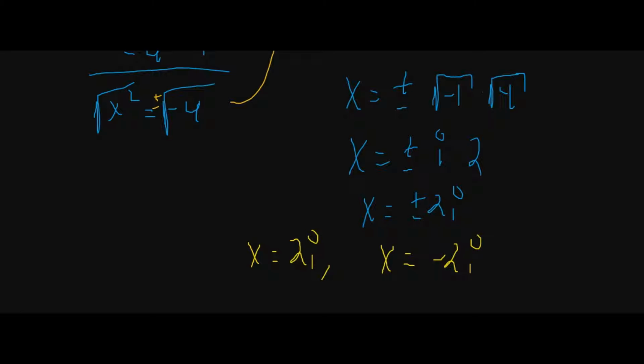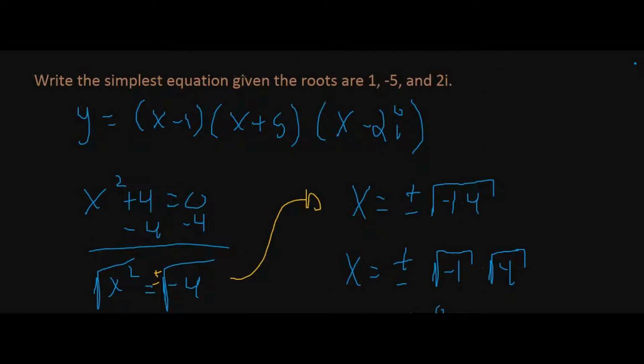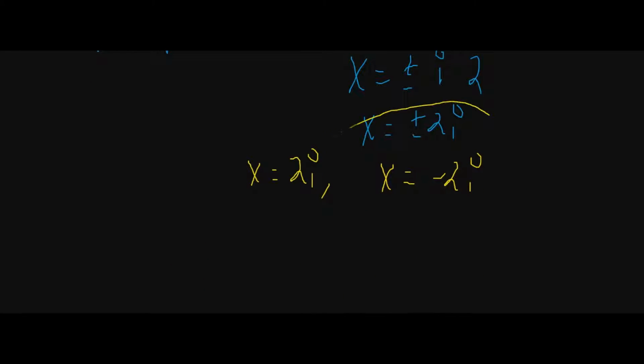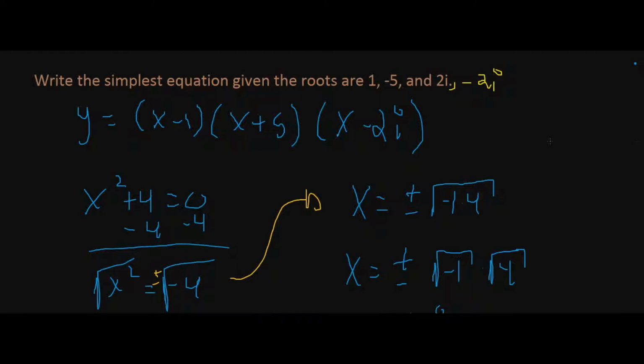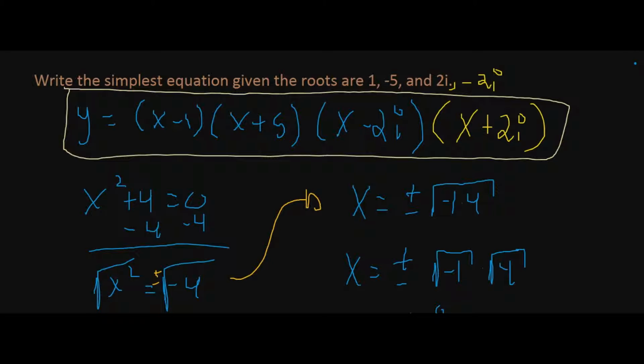There's no way we could just have a positive 2i, because when we take the square root, we always get a plus or minus. So that's why this question, write the simplest equation given the roots, is kind of a trick question. If one of the roots is 2i, there should also be -2i. You can't get a 2i without the -2i, the plus or minus 2i we just saw. So we would need one more term, which is x plus 2i, and this would be my final simplest equation.